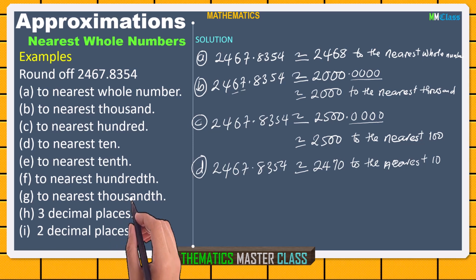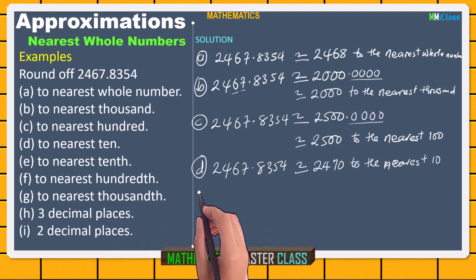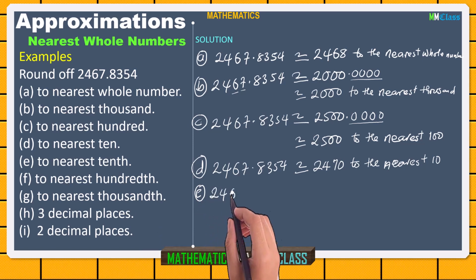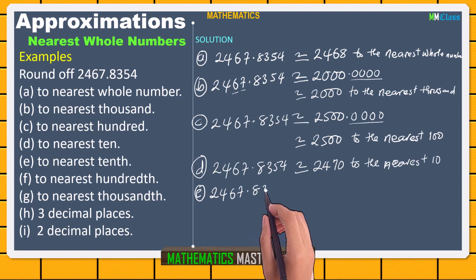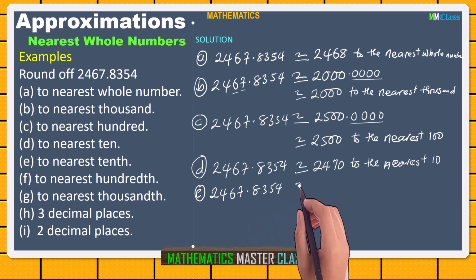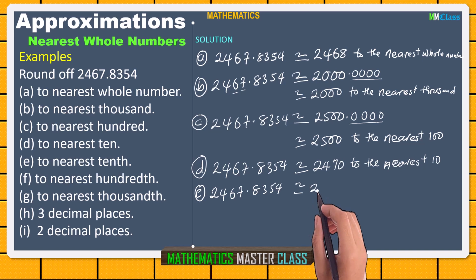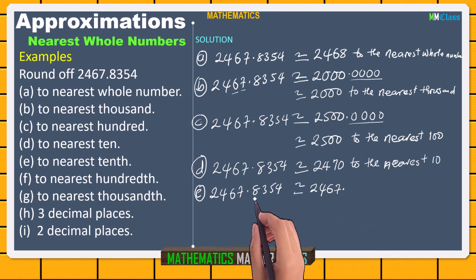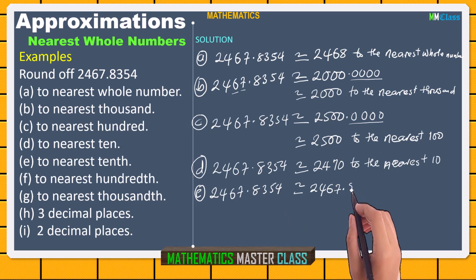You see it. So let's consider the e first. E we have to the nearest tenth. So 2467.8354, to the nearest tenth, will be 2467.8. Before we write down 8, the number next to it, which is 3, is it a number to round up or a number to round down? It is a number to round down. So we'll now write 0.8.